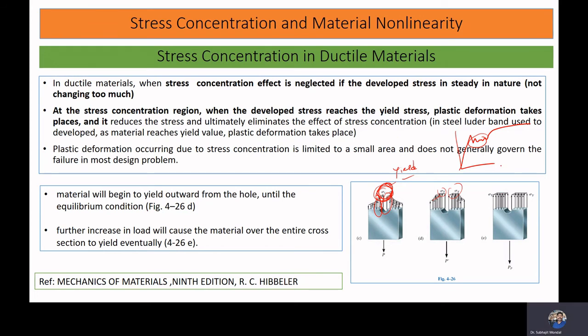Again, further increasing the load leads to the yielding of the full cross section. So what happens to the stress concentration that was developing here after yielding? It used to mitigate, and the whole zone used to yield. Whatever stress concentration was occurring here mitigates after some time.